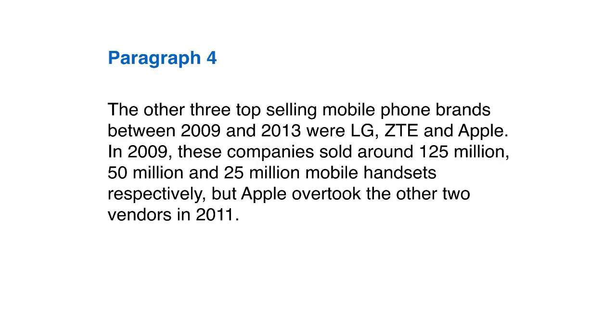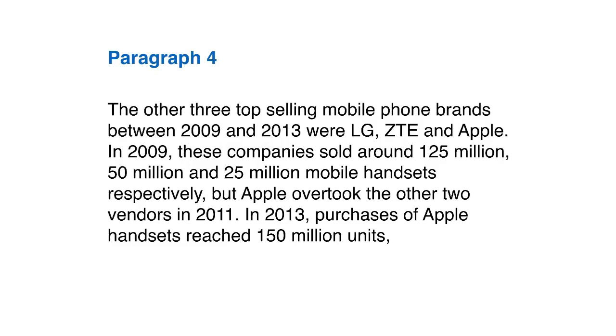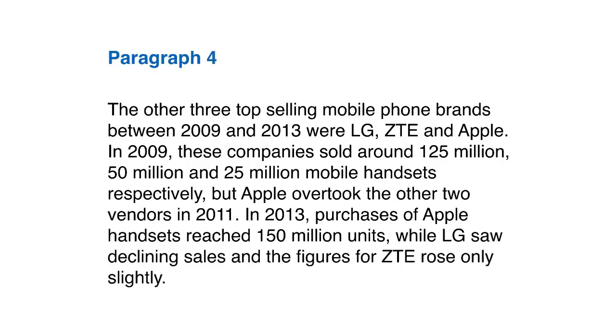But Apple overtook the other 2 vendors in 2011. Overtook means it went above. Next sentence. In 2013, purchases of Apple handsets reached 150 million units, while LG saw declining sales and the figures for ZTE rose only slightly. That's the paragraph finished. I've written 3 sentences there as usual.